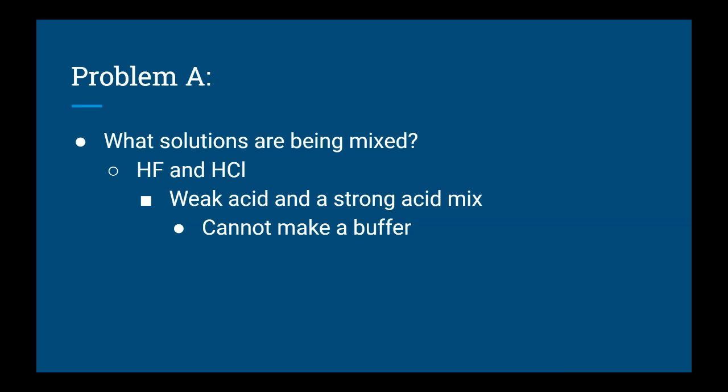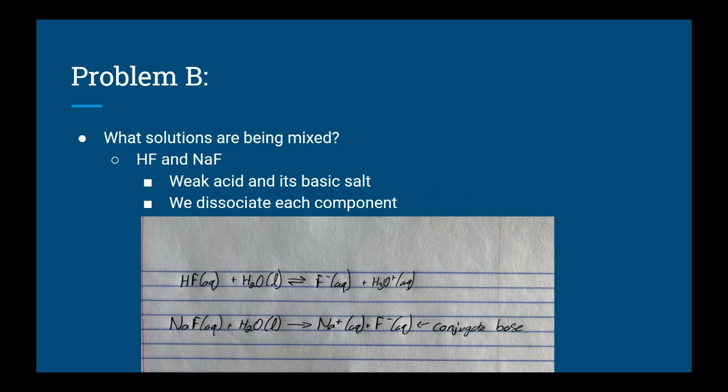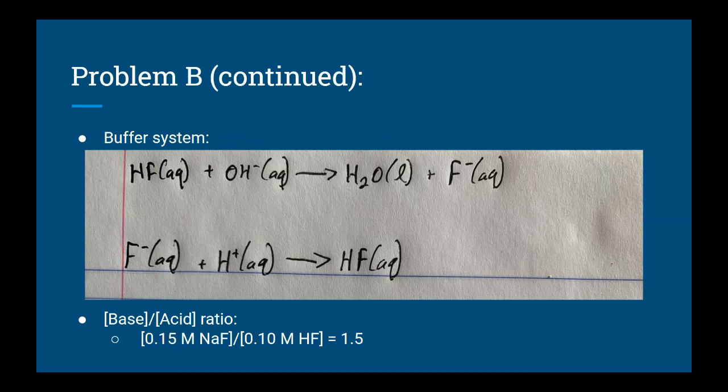For problem B, we identify the two solutions being mixed, and we see that the solutions are HF and NaF, a weak acid and the basic salt that contains its conjugate base. To prove this, we simply show the dissociation of each. After we dissociate, we see that the NaF salt contains a conjugate base for the hydrofluoric acid, and that the dissociation of the hydrofluoric acid also produces its conjugate base. We then observe the buffer system and notice that the hydrofluoric acid neutralizes any added base into water and the F- ion, and that the F- ion is neutralized into hydrofluoric acid when we add a proton.